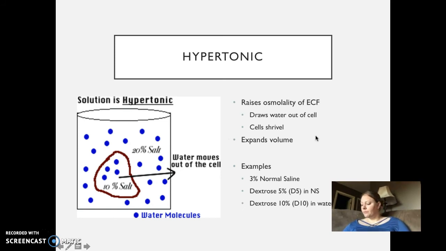Patients that this helps with are our hyponatremic patients. Examples of this are 3% normal saline, D5 in NS, and D10 in water.